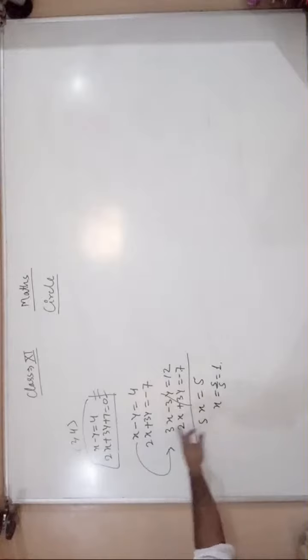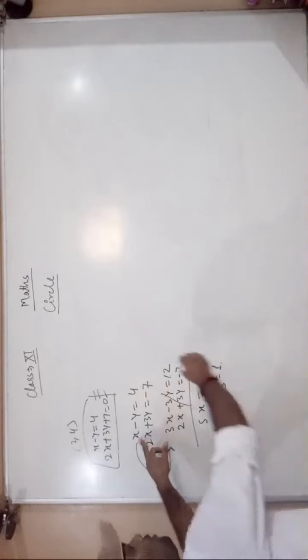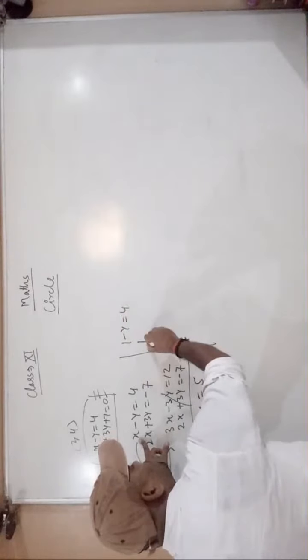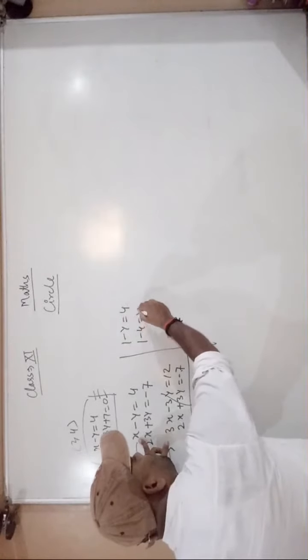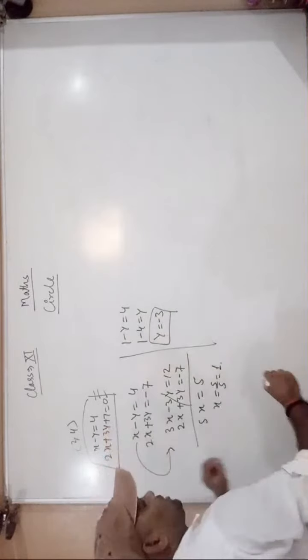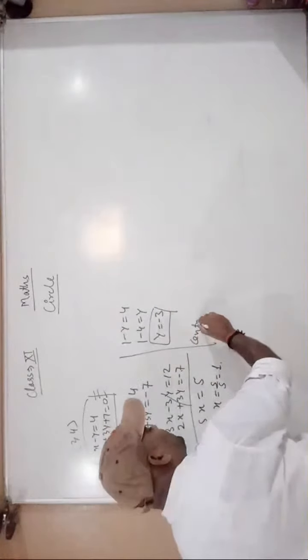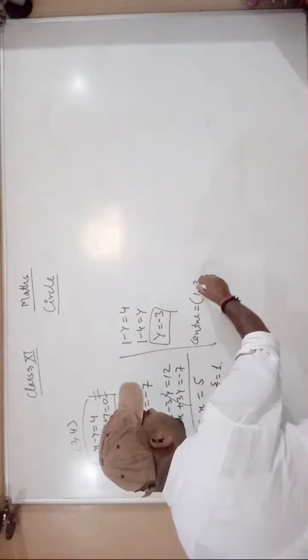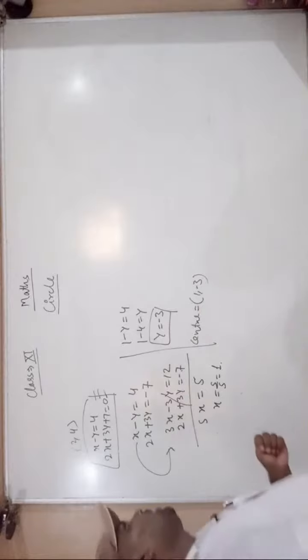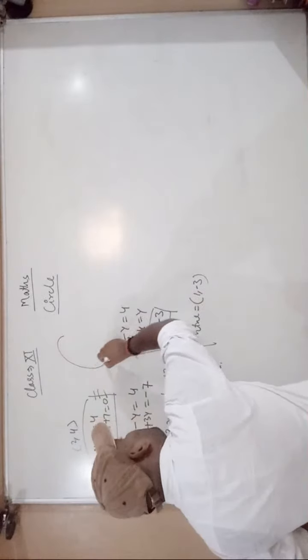Now replace this value of 1 here. What we will get? 1 minus y is equal to 4. So 1 minus 4 is equal to y, means y is equal to minus 3. That means the center of the circle is at point 1 and minus 3. Clear? Now we'll draw a rough figure.